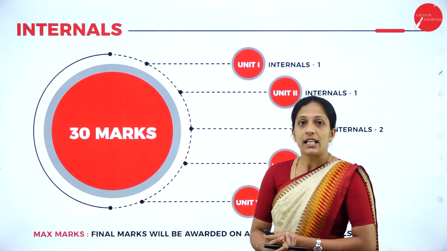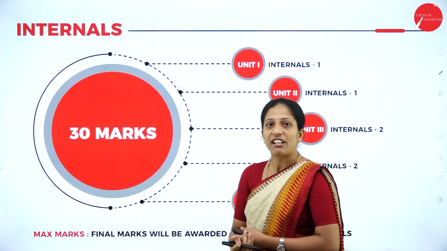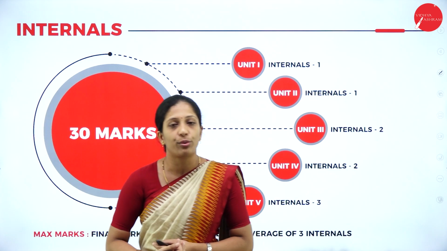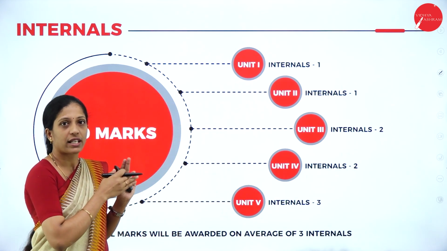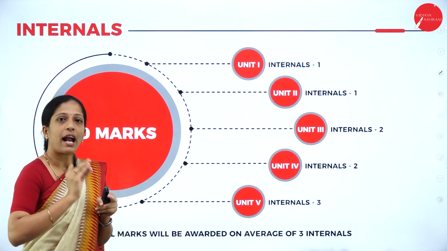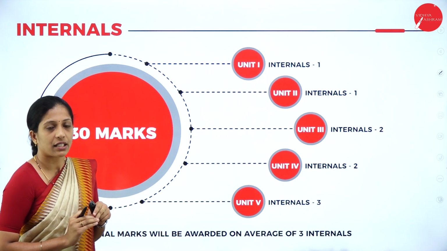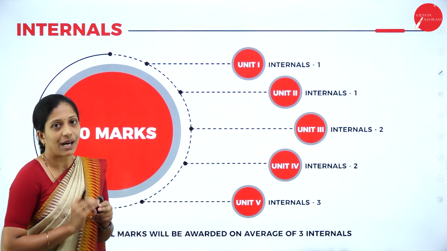Now let us see the internals. Internals will be for 30 marks, and 10, as I have told you, is for skill development activities. So 60 plus 30 it will be 90, and 10 will be the skill development activity. So overall it is a 100 mark paper.